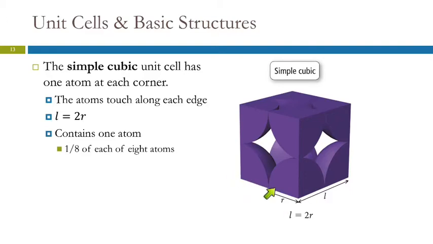So on this cell, the atoms touch on the edges, and so we can see that the edge length here is 1 radius plus the other radius, so it's 2 times the radius of the atom, whatever size the atom is. Any questions?